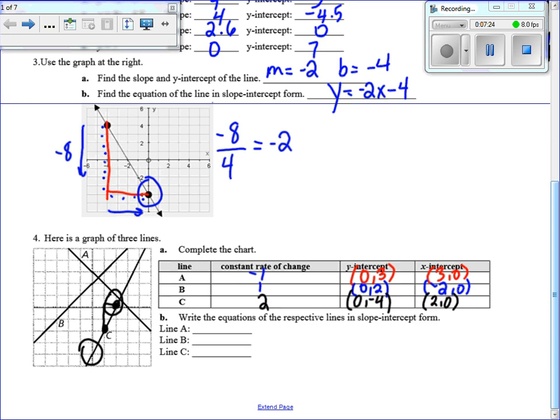Now, it also wants us to write the equation that represents the line. So for line A, we need the constant rate of change, which is -1. So we have y equals -1x, or just y equals -x, plus our y-intercept, which is 3. We look at the next one, we see that our slope is 1. So we have y equals 1x, or just x, plus the y-intercept of 2. And then we have line C. We see that our slope is 2, so we have y equals 2x minus 4, or -4.